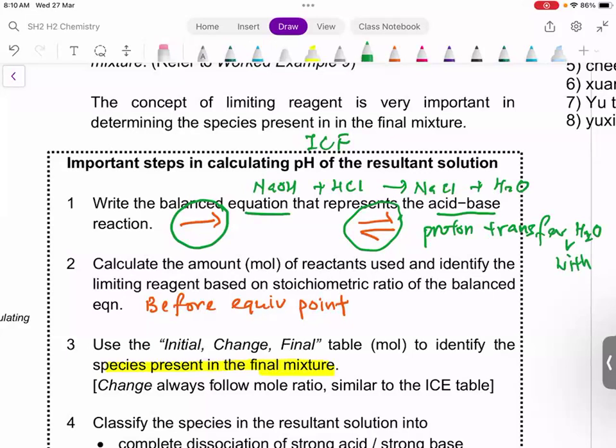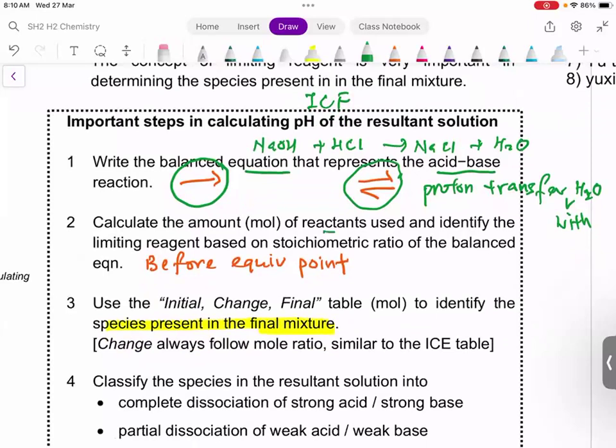Okay, next. Calculate the amount of reactant used and identify the limiting agent. In this case, before the equivalence point, which one is limiting? Because there are two solutions. One will be located in the conical flask, pipetted into the conical flask. Then the other one will be in your burette, correct?